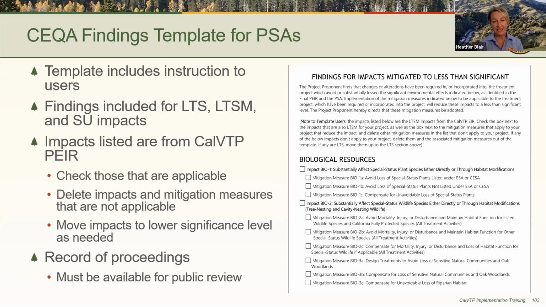Also, the record of proceedings needs to include the certified final program EIR for the CalVTP, the findings that were adopted by the board in connection with the CalVTP, and all the documents that are related to the specific vegetation treatment project, which are typically those that are cited in the PSA. And pursuant to CEQA Guidelines Section 15092, Subdivision E, the documents constituting the record of proceedings must be available for public review, either in hard copy at a public location or online, and how to access the record needs to be described in the findings.